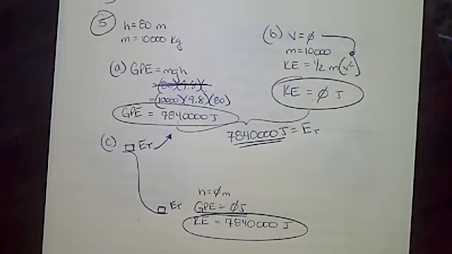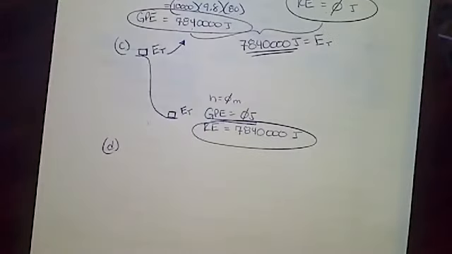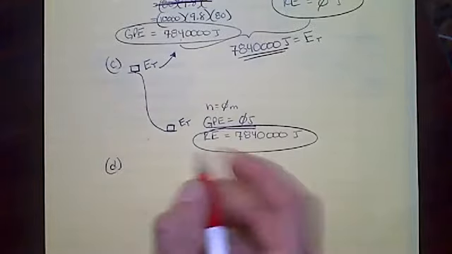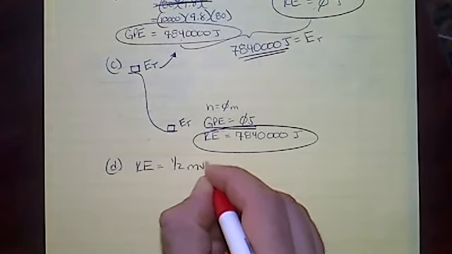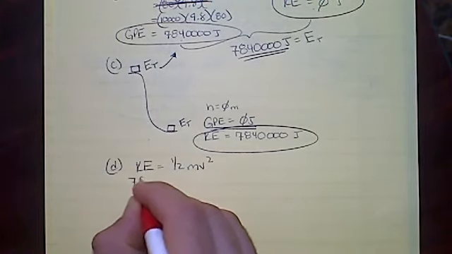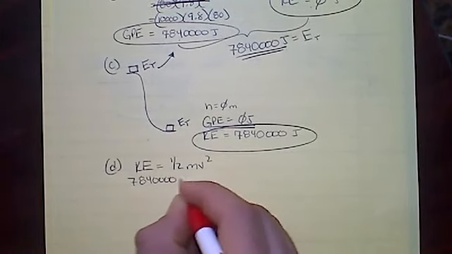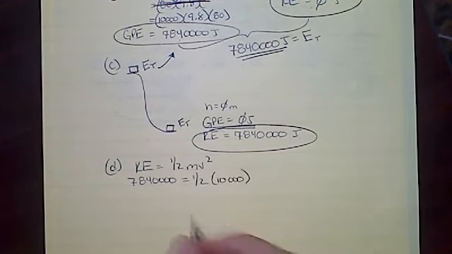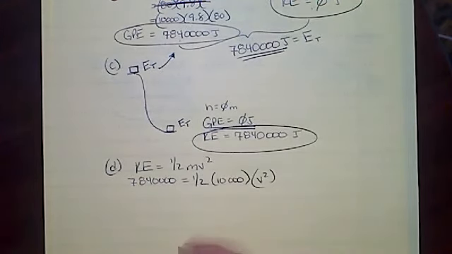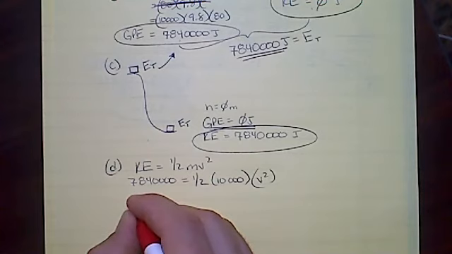All right, so we are still on number 5. We just finished up C. Now let's do D. Calculate the velocity of the car at the bottom of the hill. Well, that's nice and easy. We're going to take our kinetic energy. KE equals 1/2 mv squared. 7,840,000 equals 1/2 times the mass. We still keep that from the top. V squared. So let's do this math out.